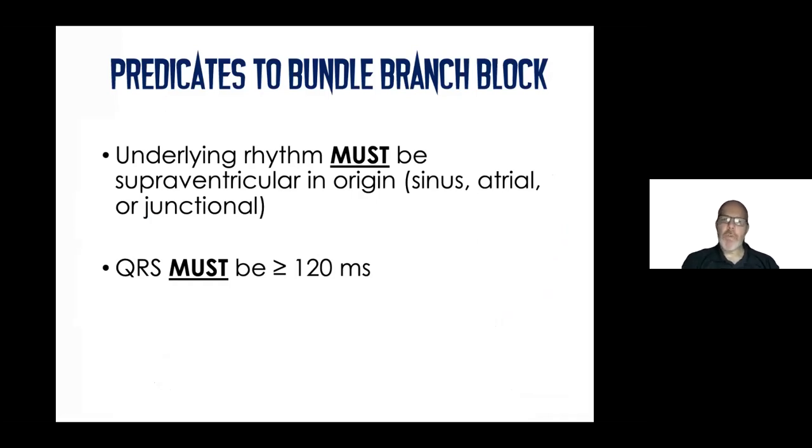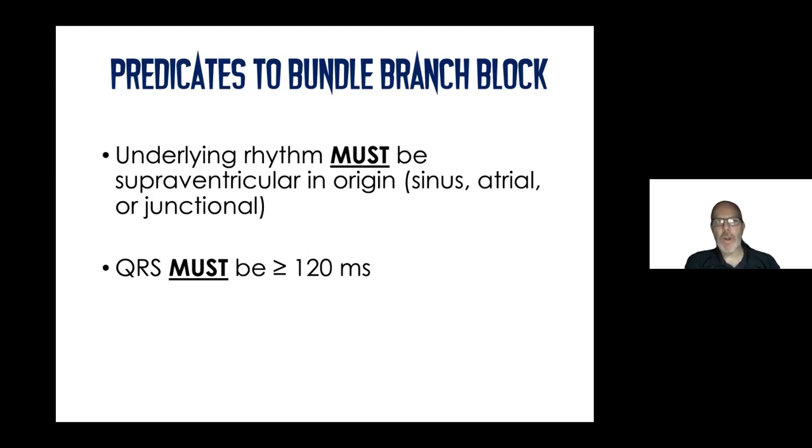When you're looking at a 12 lead tracing, before you can even entertain the notion that you're looking at a bundle branch block, that rhythm has to meet two prerequisites. First and foremost, it has to be a supraventricular rhythm. In other words, that cardiac rhythm has to have originated from above the level of the ventricles. In other words, it must be either sinus in origin, it could be atrial in origin, or it could be junctional in origin. It just can't originate in the ventricles. You cannot have a bundle branch block with a rhythm that originates in the ventricles.